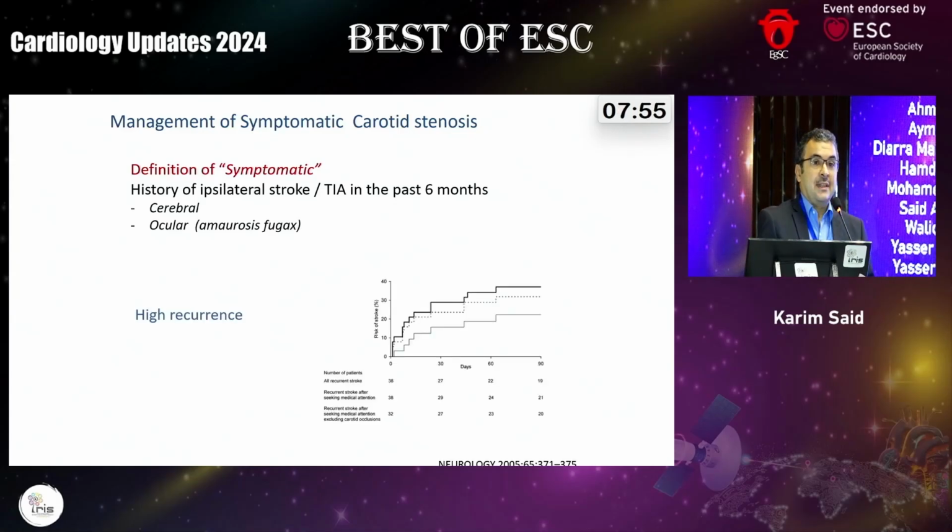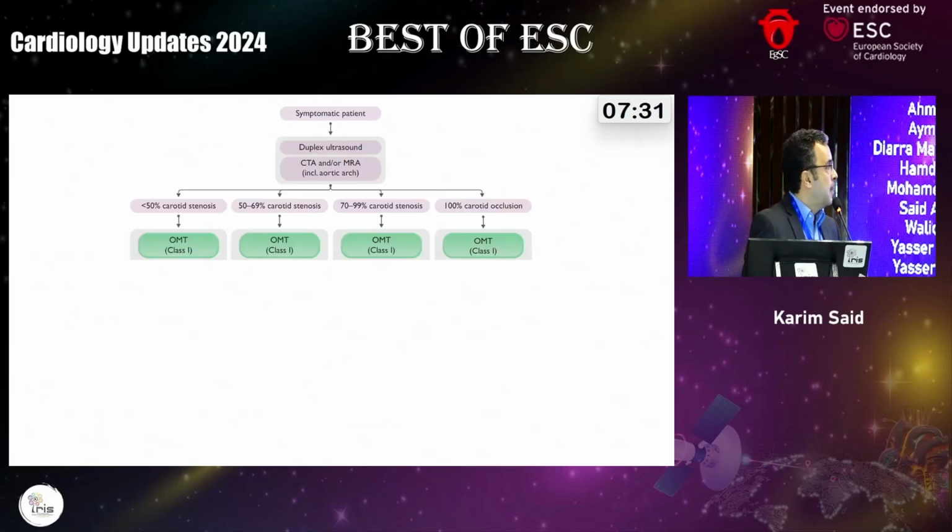The problem here is the recurrence rate in the early phase is extremely high. In the first week, 20% of patients will have a recurrent event. And within the first 3 months, up to 30% will have a recurrent event. And this event is a major event. 50% will die or will have a major stroke and become bedridden. So we have to intervene.